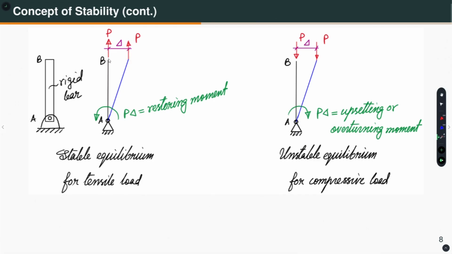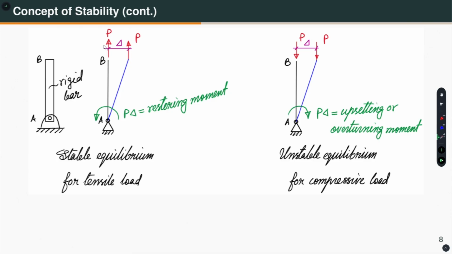The moment you remove that disturbance, what is this P force doing? The P force is applying a restoring moment P into delta. That is what I am showing here. This P force is applying a restoring moment to bring it back to the original equilibrium position. So, this is an example of stable equilibrium when the load is tensile. As you can see in this case, it is upward.